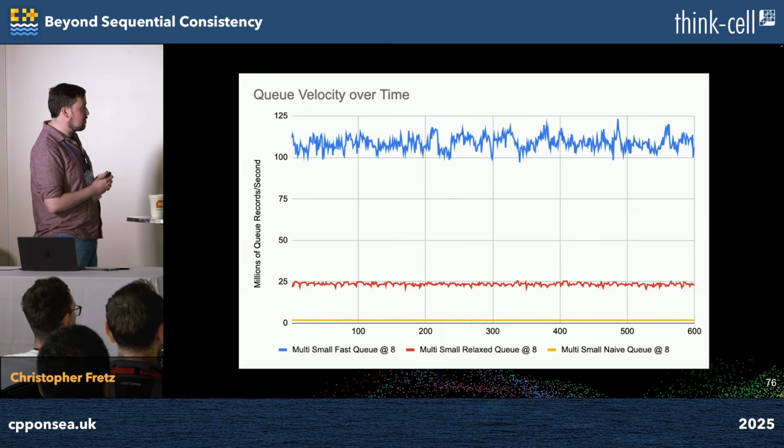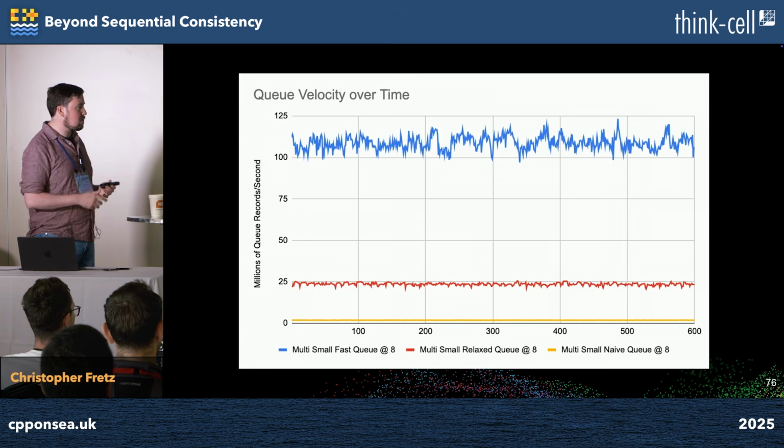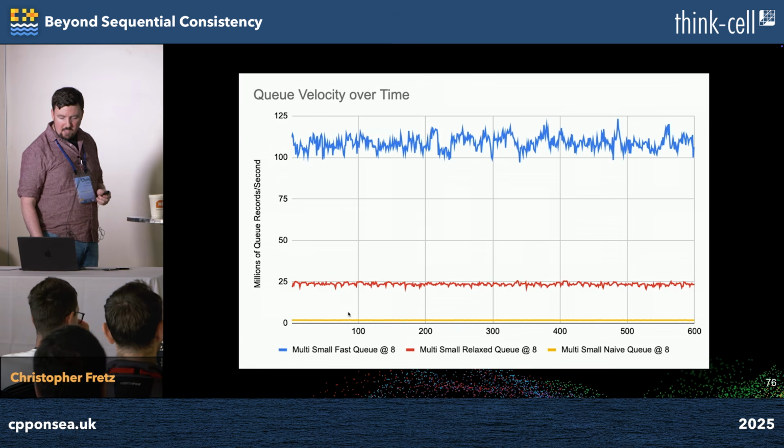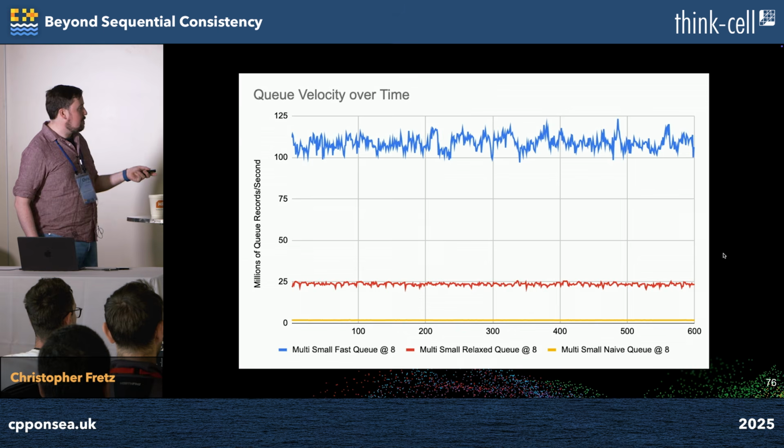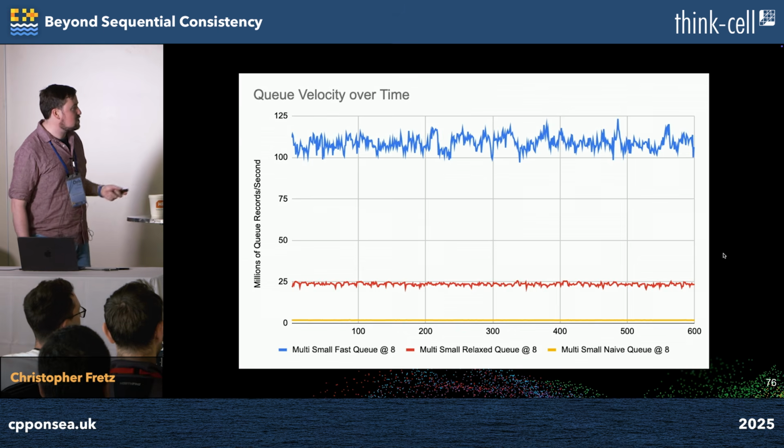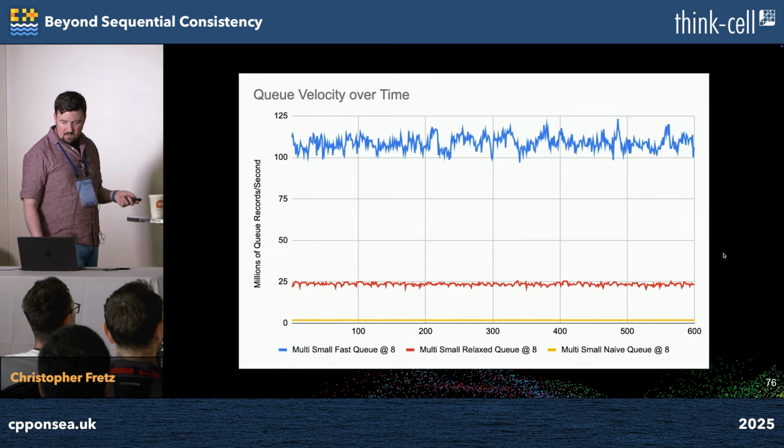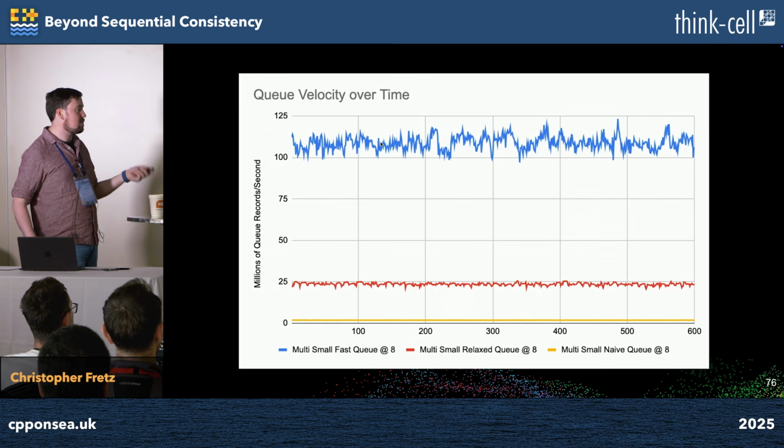But yeah, if we do this with the multi-consumer queue, this is what we end up getting. Again, fast queue, relaxed queue, naive queue, my name is suck. These are with 8 threads each. This is millions of queue records per second across all of these threads. With 8 threads, in aggregate, we're doing something like 120 million per second.